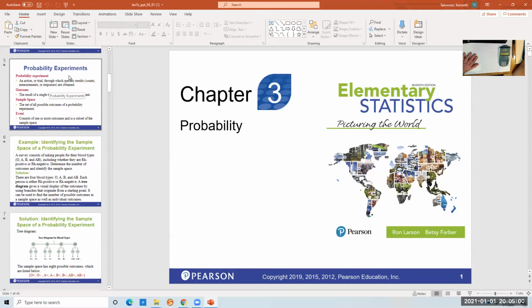In probability experiments, a probability experiment is an action or a trial through which specific results, counts, or measurements are obtained. The outcome is the result of a single trial in a probability experiment. Sample space is the set of all possible outcomes of a probability experiment. An event consists of one or more outcomes and is a subset of the sample space.